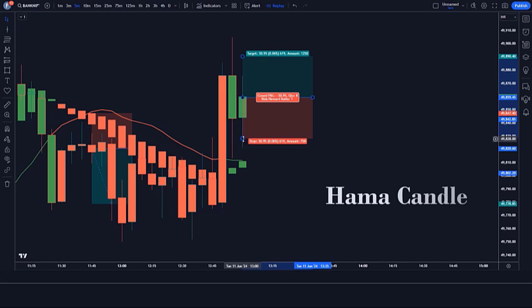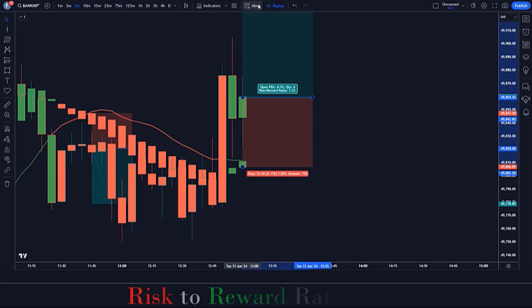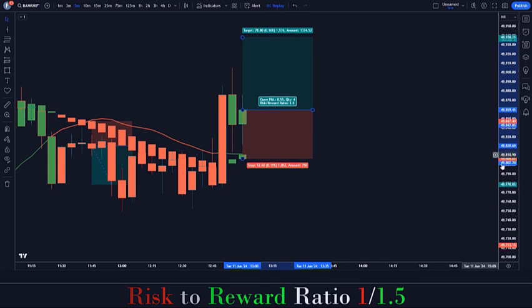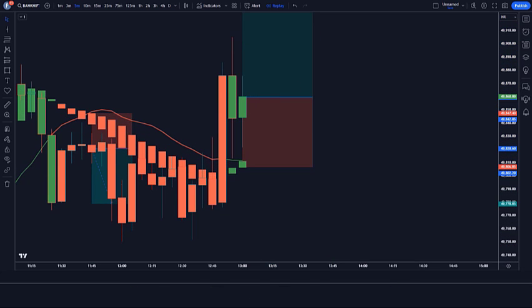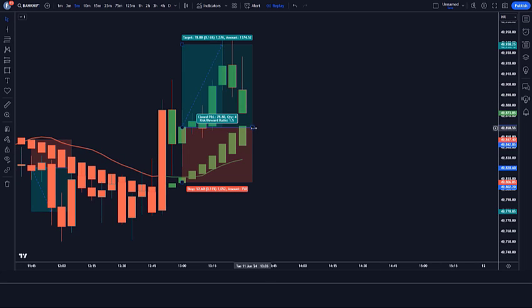Our stop loss is to be placed at the red HAMA candle, and the risk to reward ratio will be 1:1.5. Let's see what happens to our trade. We have won the trade. Let's find the next trade.